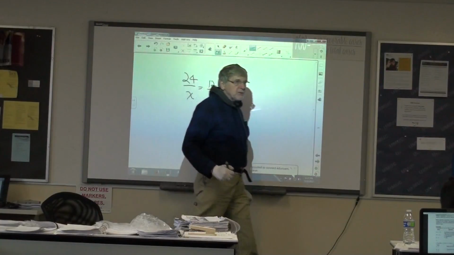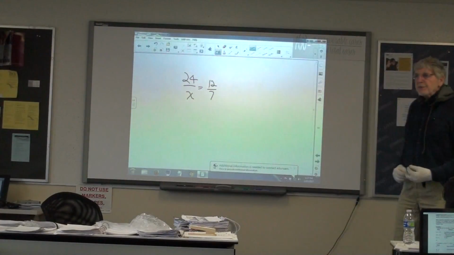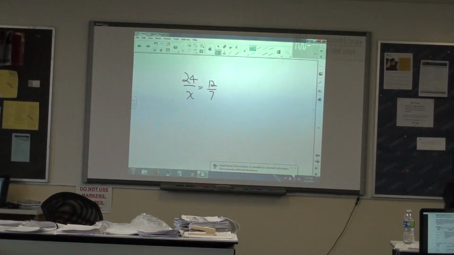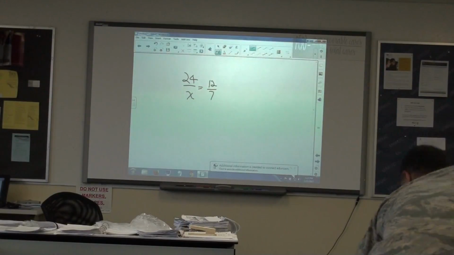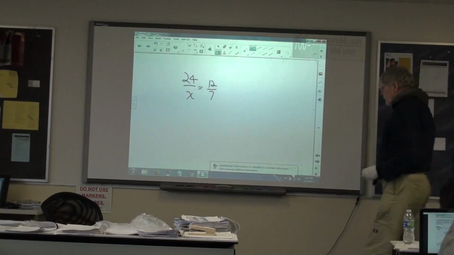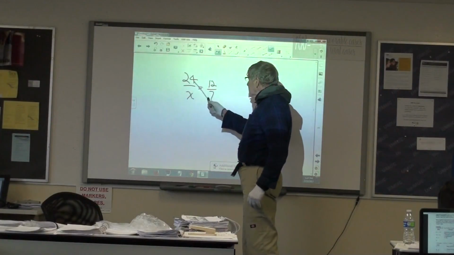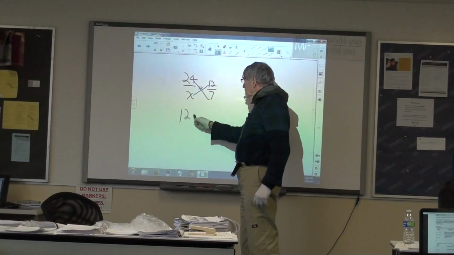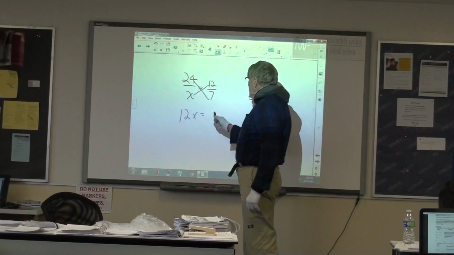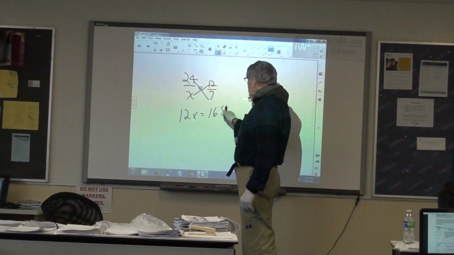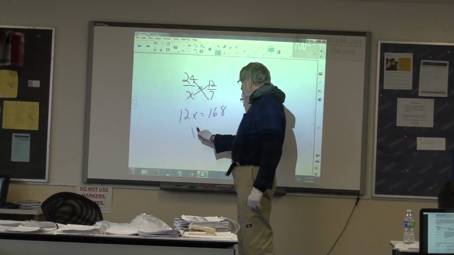So is this equation susceptible to cross multiplication? Yes. It has a single fraction on the left and a single fraction on the right, so the cross multiplication lamp is lit. So this times this equals that times that. So 12x is equal to 168. And so x is equal to 14.